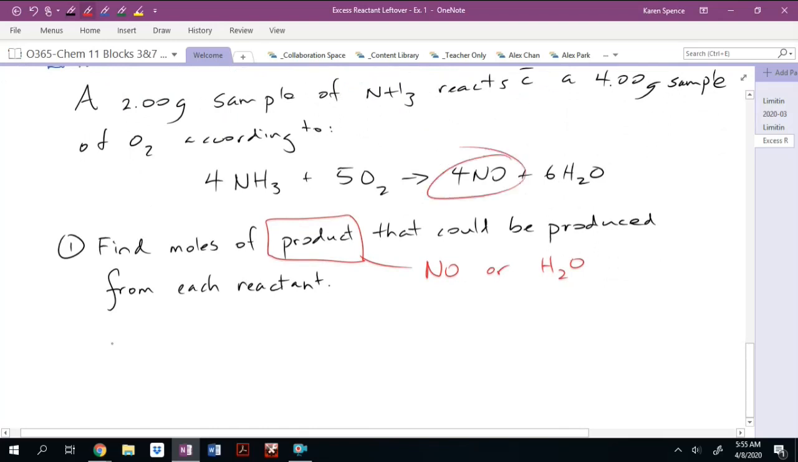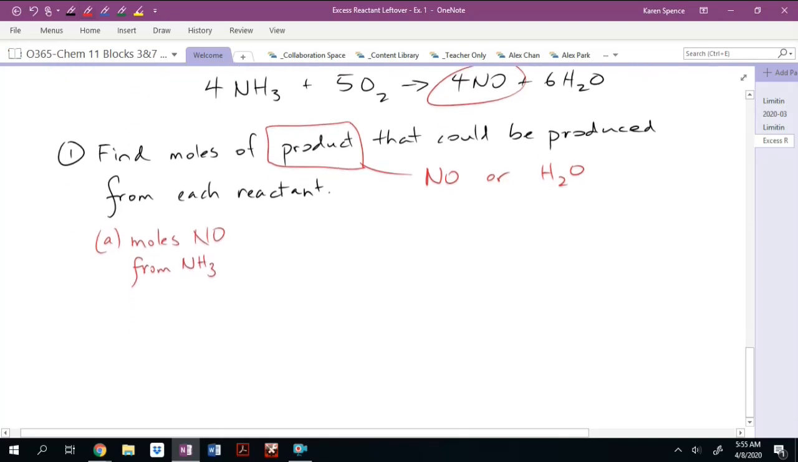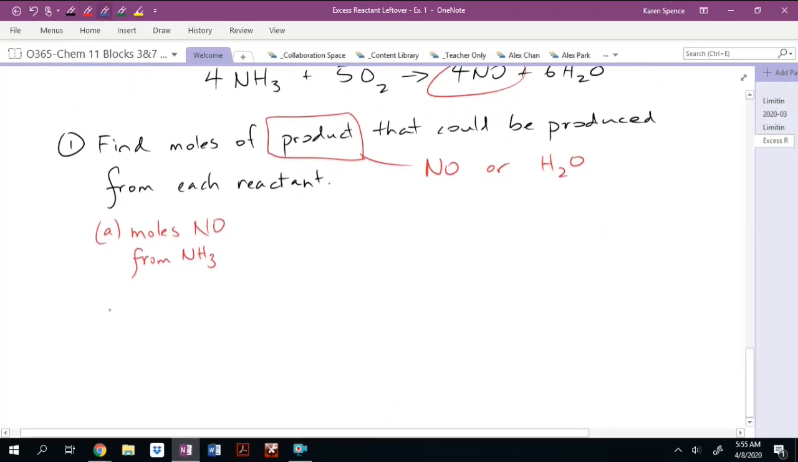So we are going to find the moles of product NO, and we're going to find that from reactant number 1, NH3. We are also going to find moles of NO from the other reactant, not H2O, that's not our other reactant. Our other reactant is the O2. So there's reactant A and reactant B. How many moles of NO from NH3?